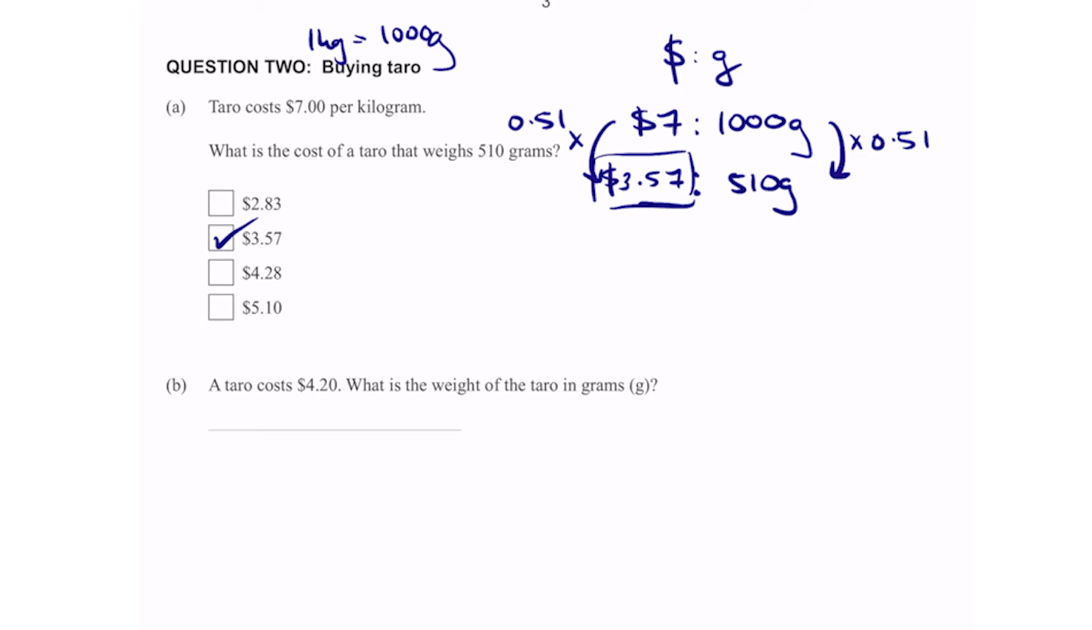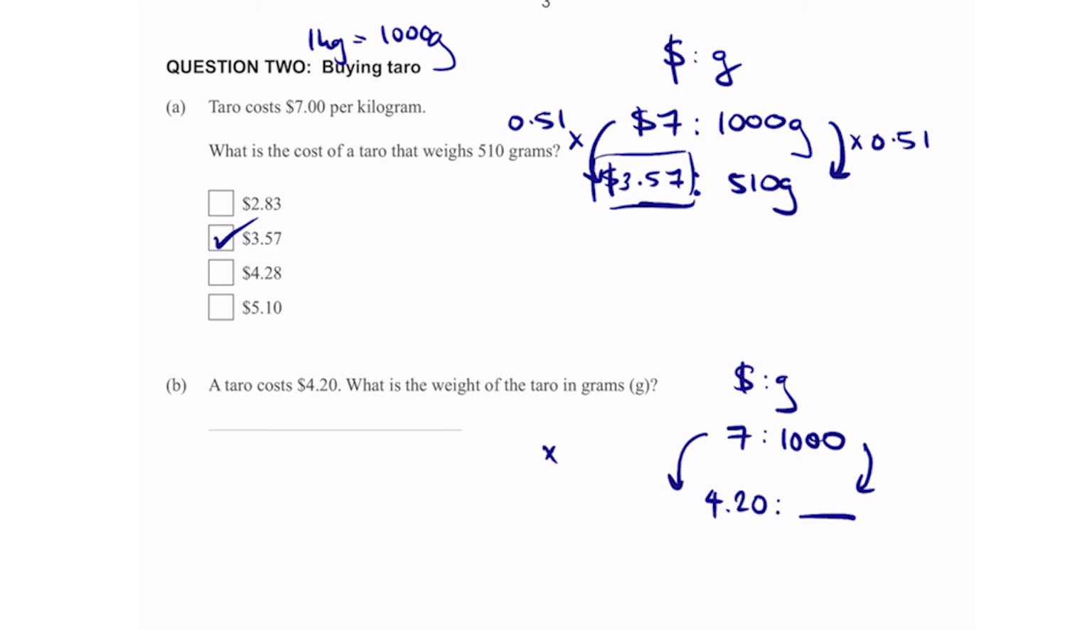Part B, a taro costs $4.20. What is the weight of the taro in grams? So we're going to do pretty much the exact same thing. We've got a dollar to gram comparison. We know that a taro costs $7 per kilogram, so we know it costs $7 for 1,000 grams. And so now if we change the cost to $4.20, how much is it going to weigh? Well, we don't know what it's going to weigh. That's what we need to work out.